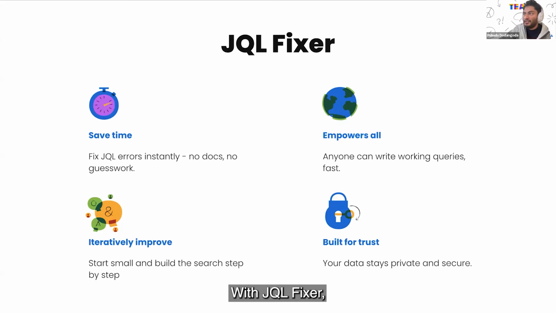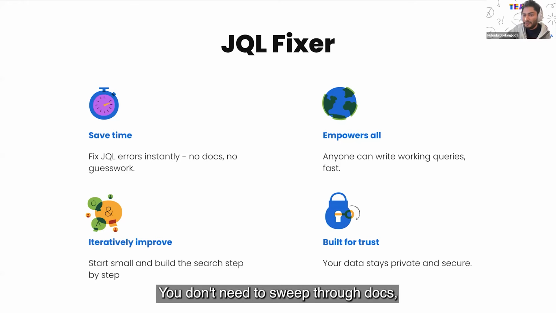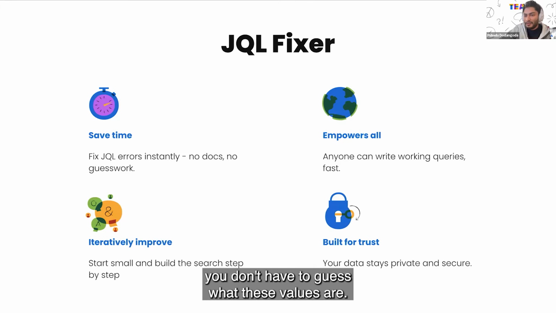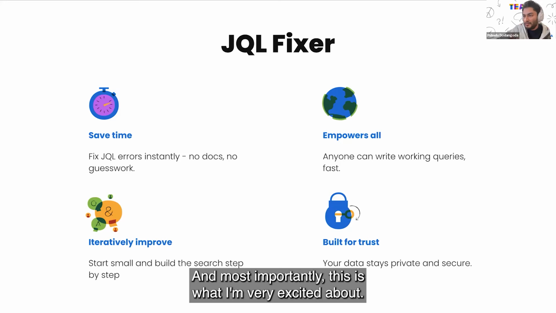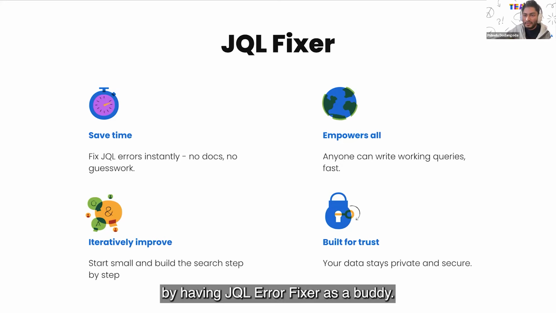With JQL Fixer, you can fix JQL errors instantly. You don't need to sweep through docs. You don't have to guess what these values are. We'll do the hard work for you. It empowers every user, not just JQL power users. You don't need to know JQL to start using JQL for your searches now. And most importantly, this is what I'm very excited about. We can iteratively improve a search step by step by having JQL Error Fixer as a buddy.